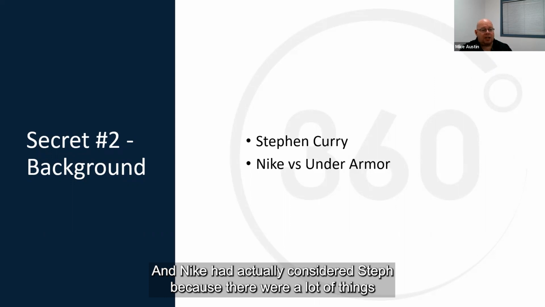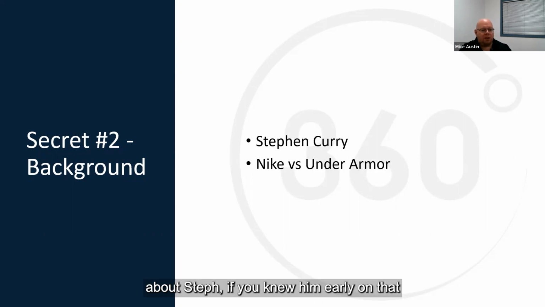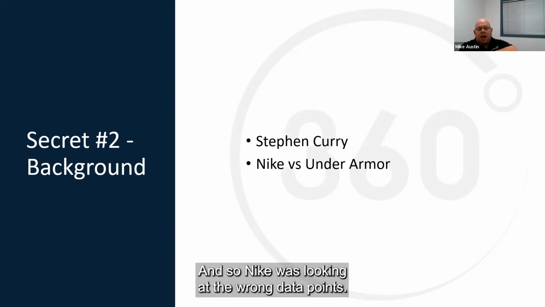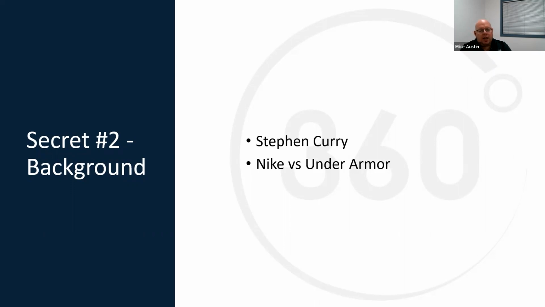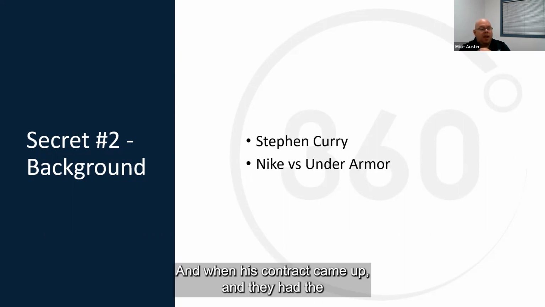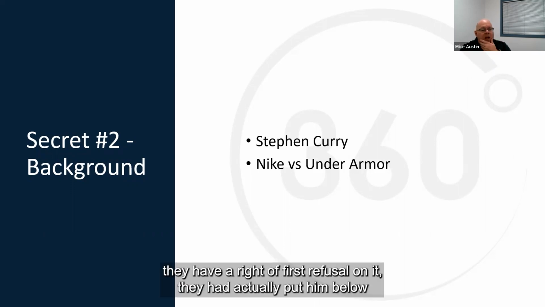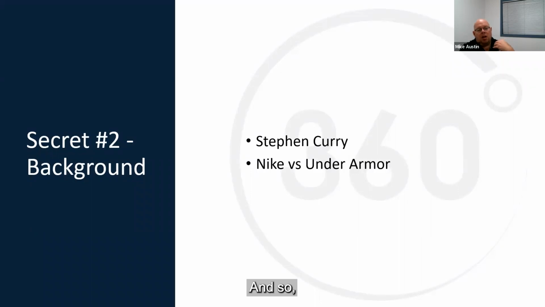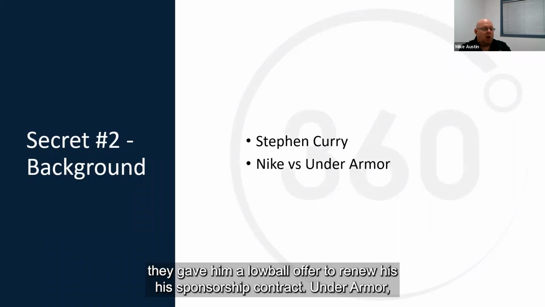And Nike had actually considered Steph because there were a lot of things about Steph, if you knew him early on, that probably said he shouldn't be the star that he is today. And so Nike was looking at the wrong data points. And when his contract came up, and they have a right of first refusal on it, they had actually put him below a lot of players that were nowhere near the caliber of Steph. And so they gave him a lowball offer to renew his sponsorship contract.